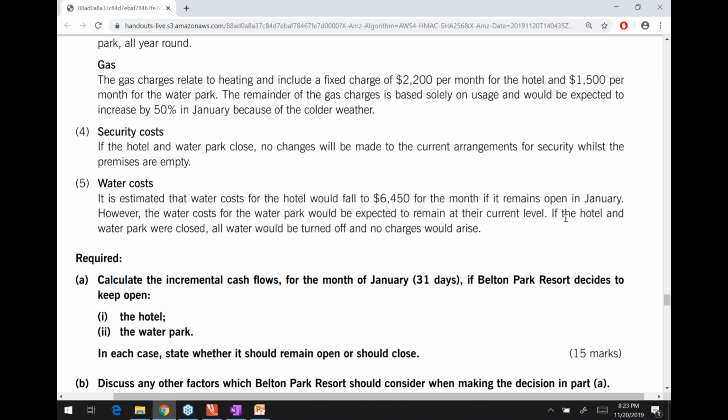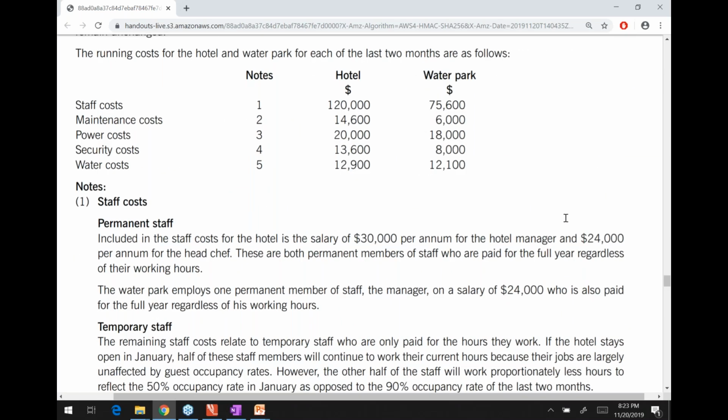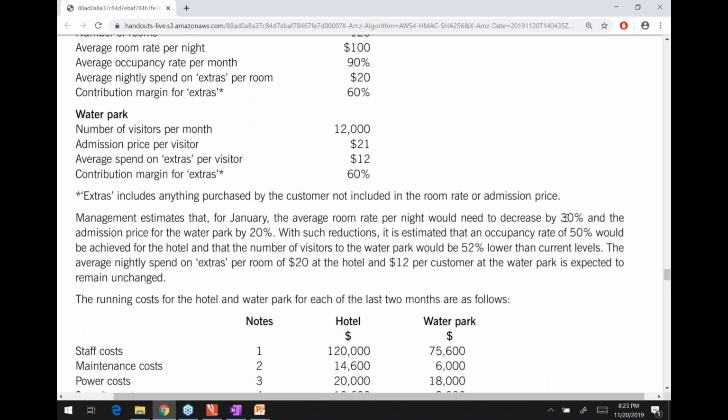So we have to do calculations for hotels and water park. The hotel calculation will be done by me right now, and the water park calculation will be done by you in your homework. I will read the hotel information in front of you and skip the water park information, which you have to solve later and then tell me the answer. Are you ready for this, guys?